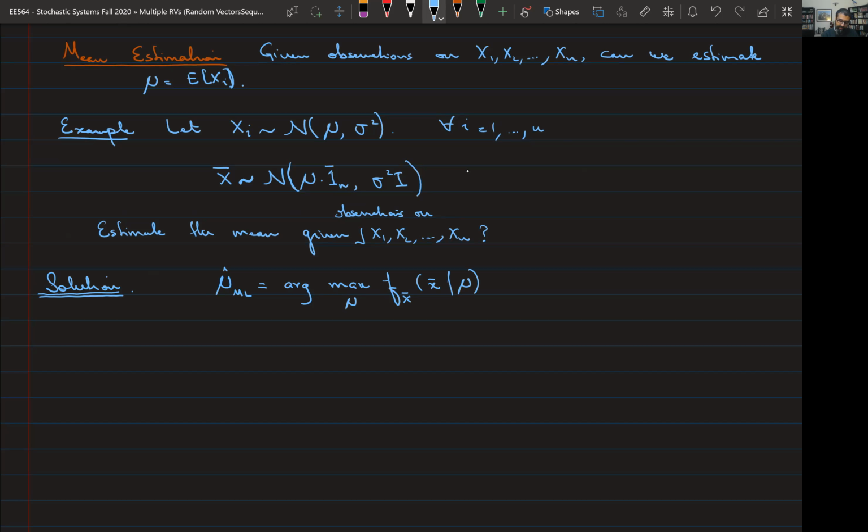And this turns out to be equal to argument max, and I'm skipping steps here, of e raised to the power minus xi minus mu whole squared divided by 2 sigma squared. So there was a 1 over 2 pi sigma squared product raised to the power n by 2. We don't need that because it's just a scalar for the optimization. And this optimization is something we've done.